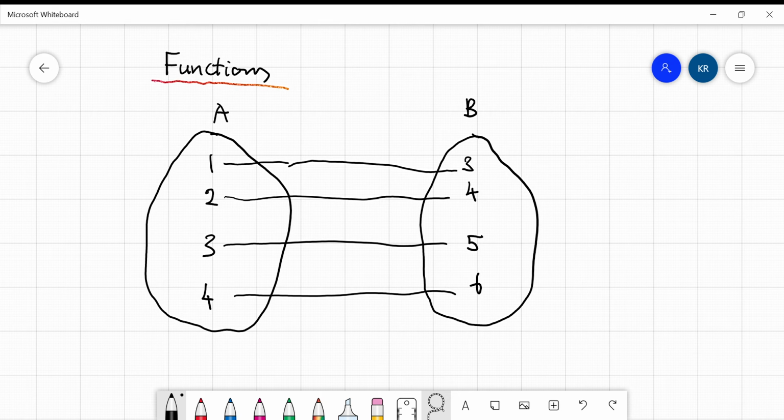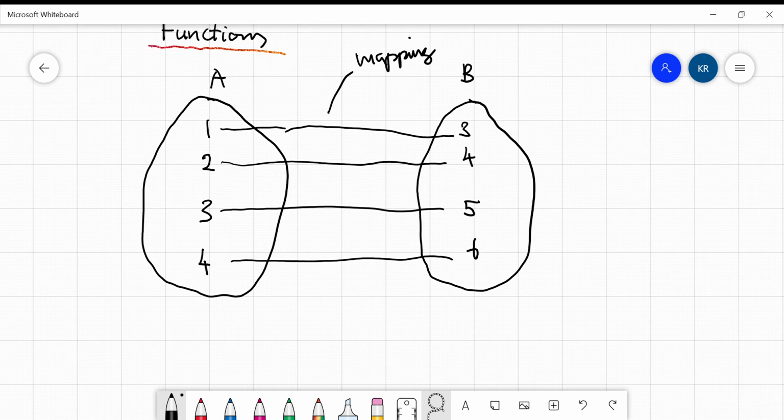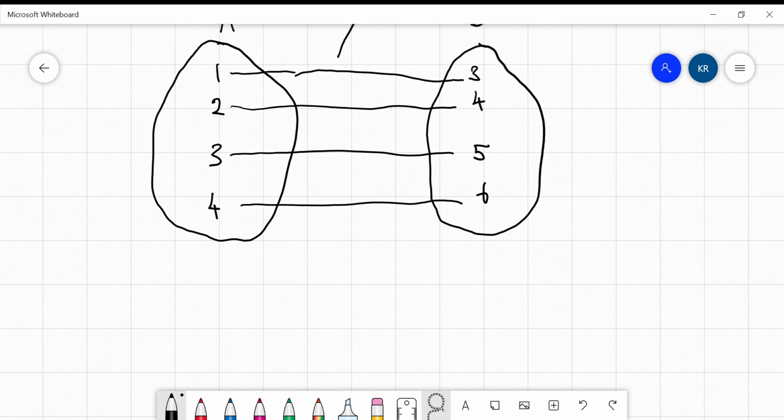So what's the relationship between element 1 in A and element 3 in B? Element 1 is basically mapped into element 3. So this is basically what we call a mapping, where an element in A is mapped into an element in B. As we can see, one element from A is mapped to exactly one element in B. So we can call this a one-to-one function, since it's basically one element of A to one element of B.